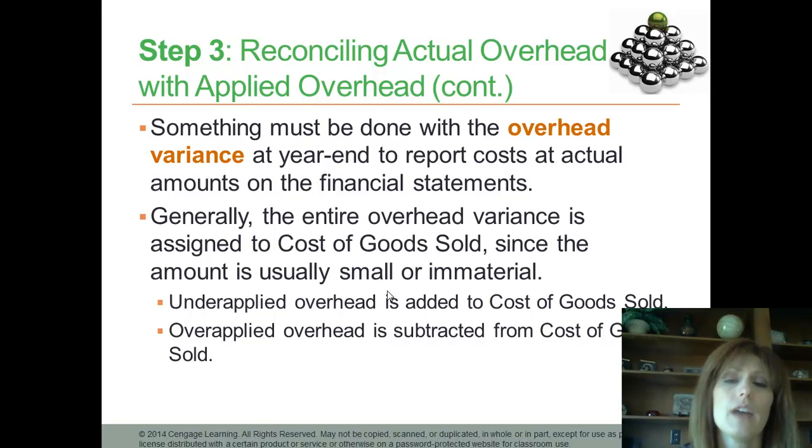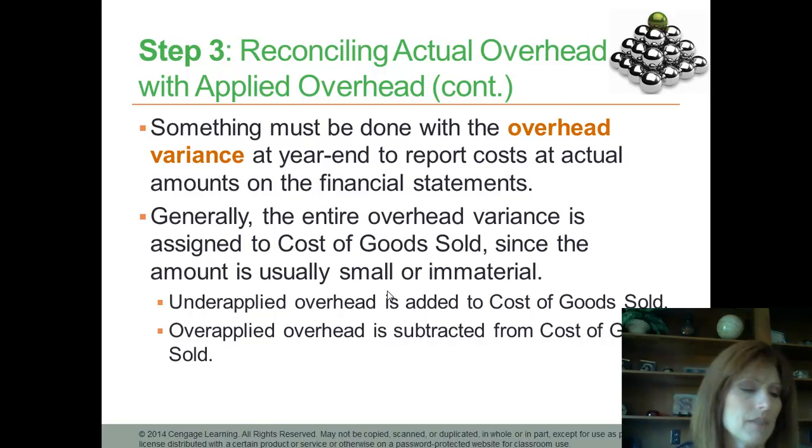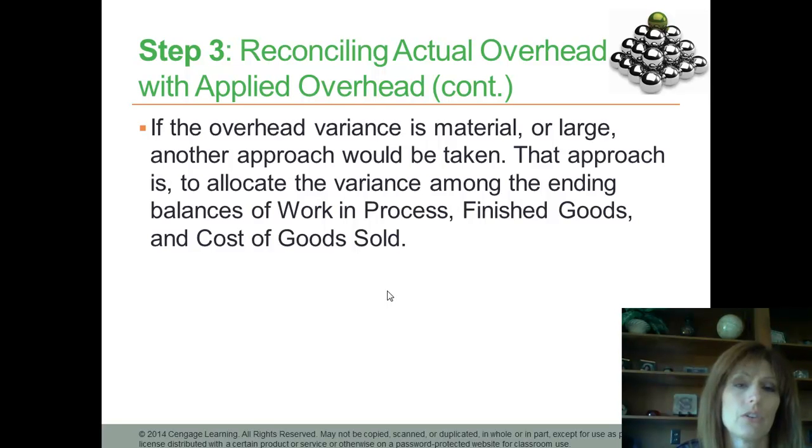Okay, so that overhead variance has to be closed out at the end of the year. Usually it's closed out to the final cost of goods sold. Typically the amount is very small, so it's not a big deal. If the amount was major, supremely different from what it should have been, we might have to get a little fancier and close it out to multiple accounts. But typically for what we're going to be doing, we'll just close it out to cost of goods sold.